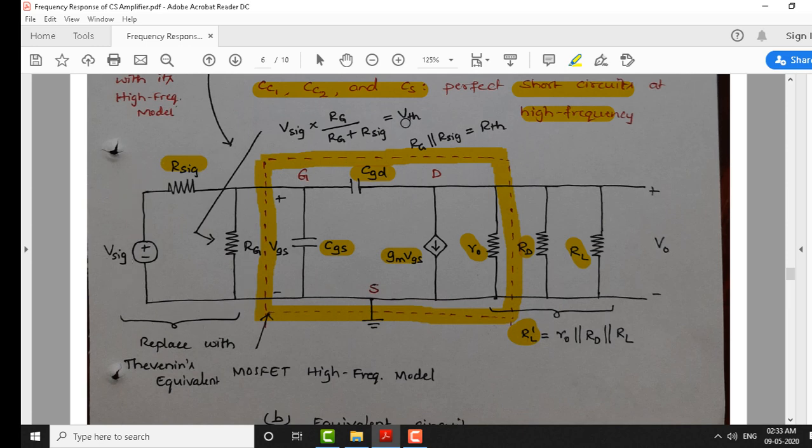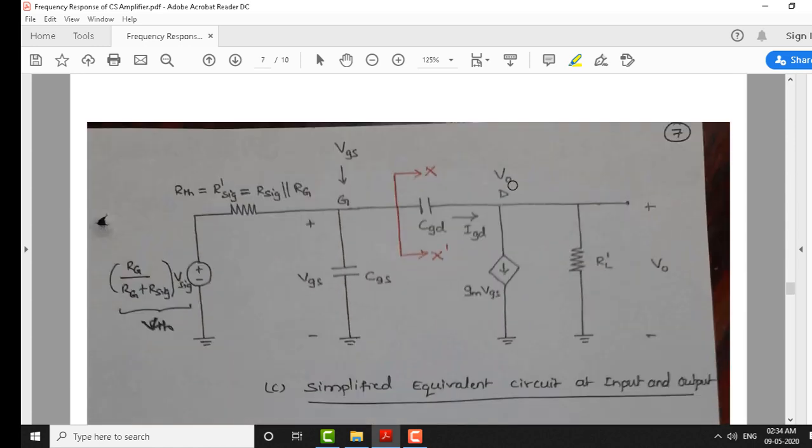Now from this circuit, the Thevenin voltage can be obtained by applying the voltage division rule here. So V Thevenin is equivalent to V signal times Rg divided by R signal plus Rg, which is shown here. This is the Thevenin voltage appearing here. And the Thevenin resistance, which is in series with the Thevenin voltage, is R Thevenin, which is Rg parallel with R signal. So here we have the Thevenin voltage source. Now we can simplify this circuit, and the simplified circuit is as shown here.